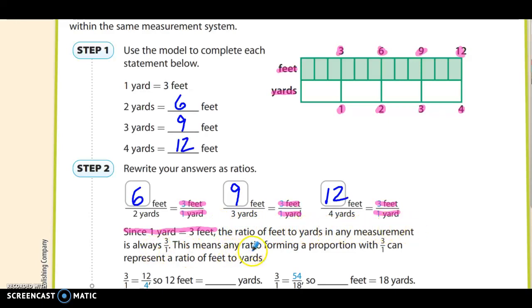This means that any ratio forming a proportion with 3 to 1 can represent a ratio of feet to yards. So we can simplify at the bottom. 3 feet to 1 yard equals 12 feet to 4 yards. 3 feet to 1 yard equals blank feet to 18 yards, which is 54. 54 feet is 18 yards. Just so you know, if you did 18 times 3, what would you get? You'd get 54. That's how we got that.